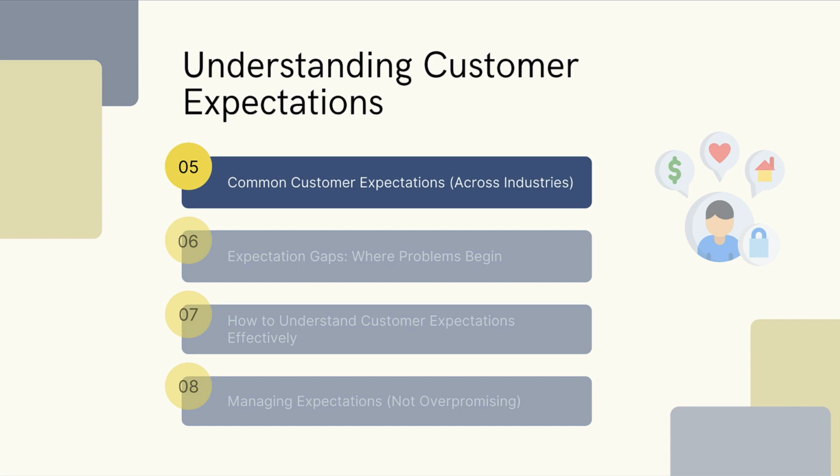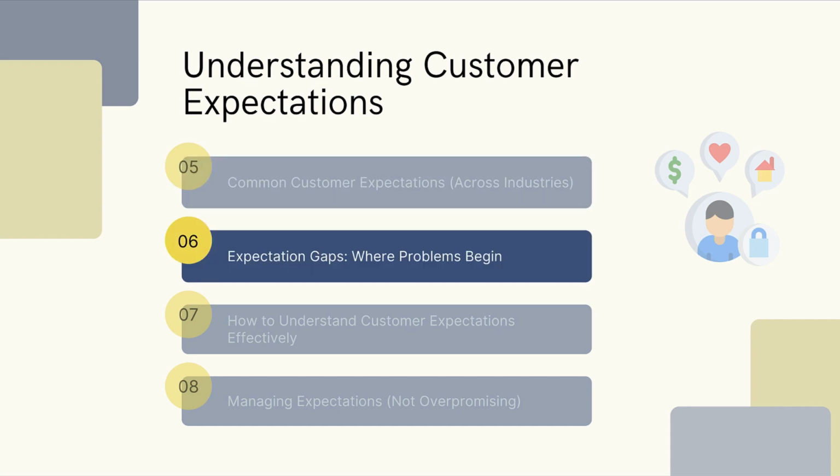Common customer expectations across industries. Let's look at expectations that appear almost everywhere. Being listened to, quick response times, clear and honest information, consistency, fairness, empathy, problem ownership. Example, when a customer hears, "That's not my department," they feel, no one is taking responsibility. Even if it's technically true, it violates expectations.